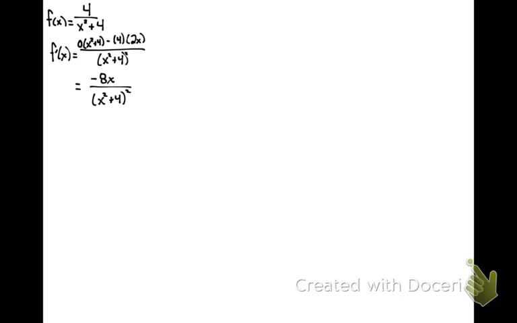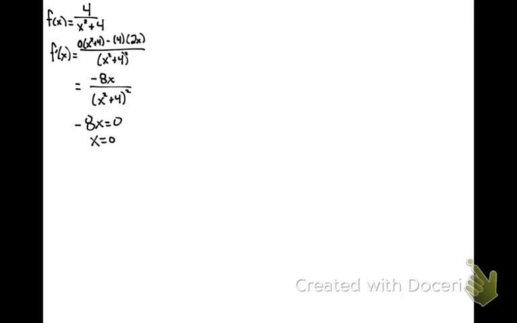This function will equal 0 whenever negative 8x equals 0. And this occurs when x equals 0. So I could have a relative min or maximum at x equals 0. I also may have some issues whenever the denominator equals 0, but in this case the denominator will never equal 0. So we're safe there.